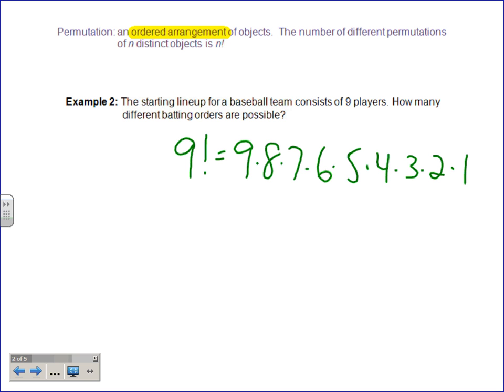But really, isn't this kind of like the blanks? Here's the first spot in the lineup. How many people can go there? 9. In the second spot, well, you already put somebody in, so 8 people. So really, isn't it pretty much just the blank idea? It is, but it's a much quicker way of doing it for bigger numbers. And you, again, are probably a little surprised by this number.